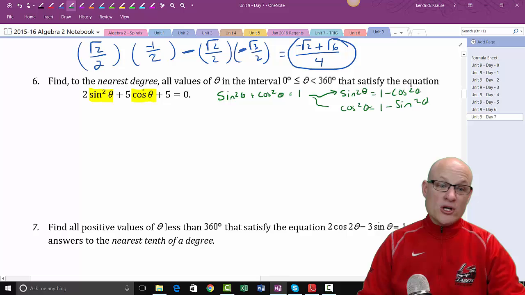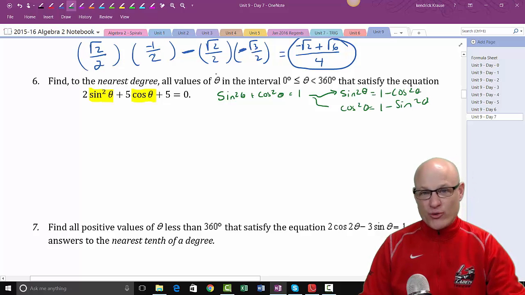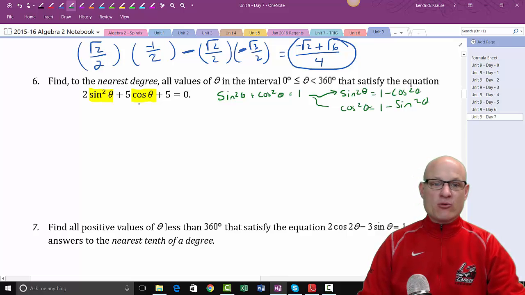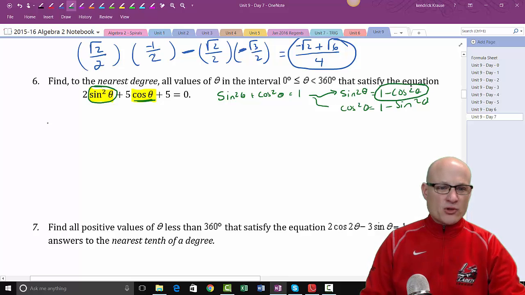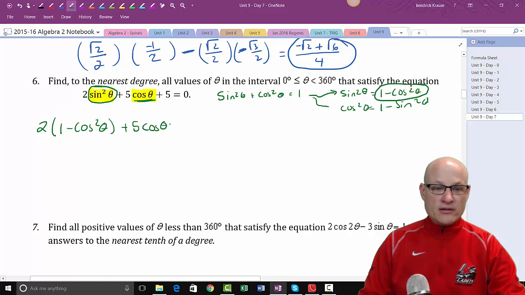And I told you before, you can only replace angles that have a 2 in it. Cosine 2 theta or cosine squared theta. Sine 2 theta or sine squared theta. We can't replace regular old cosine. So we're going to replace this. That's what we're going to replace. And we're going to replace it with 1 minus cosine squared theta. So 2 times 1 minus cosine squared theta plus 5 cosine theta plus 5 equals 0.